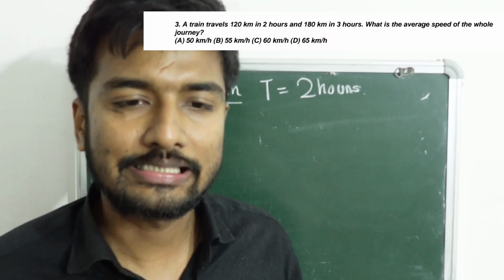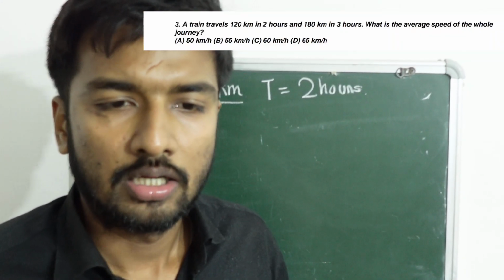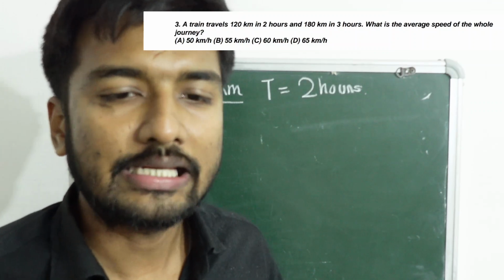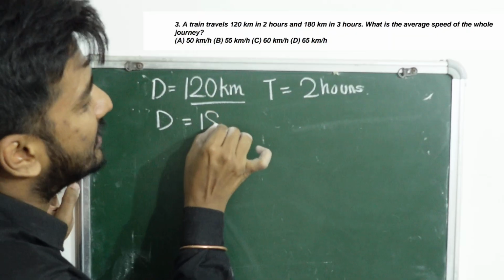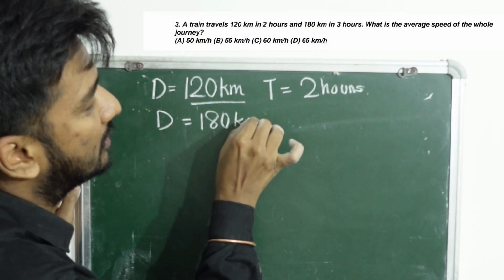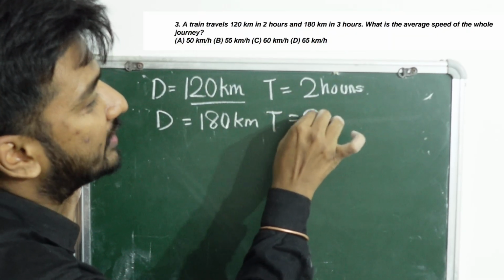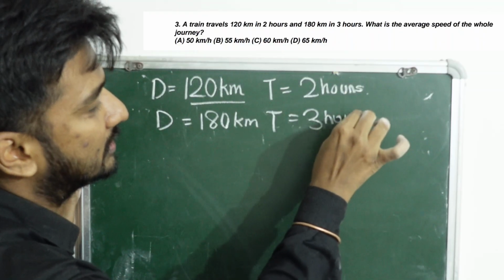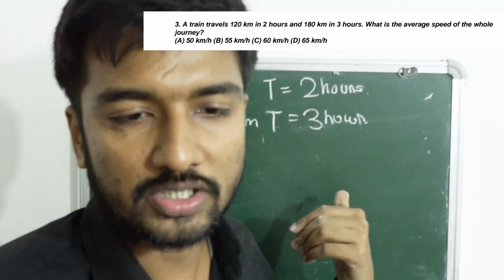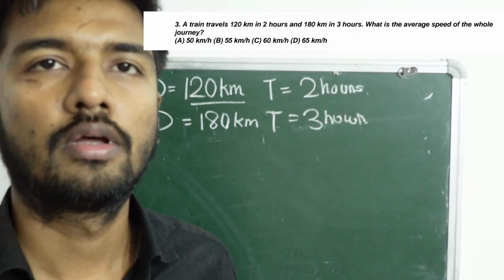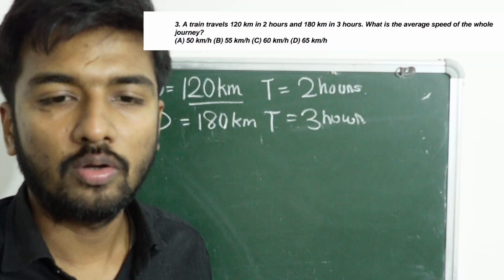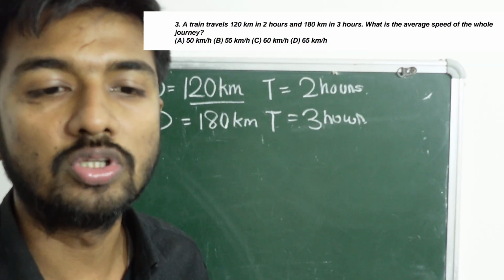Now again it is said 180 kilometer in 3 hours. Distance equal to 180 kilometer. Time equal to 3 hours. Now this is a 2-type question. A train travels 120 kilometer in 2 hours. Now you have to find what is the average speed of the whole journey.